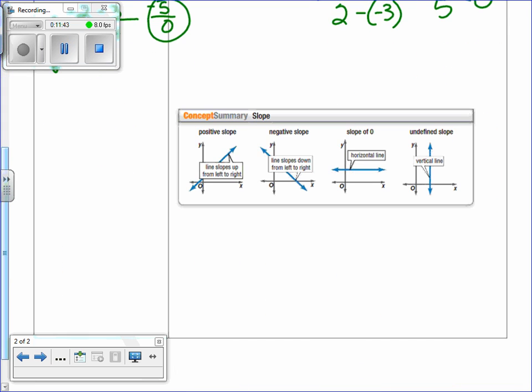So real quickly, in your notes here, there's just a positive slope, we talked about that. Negative slope, we've looked at that. A slope of 0, and then finally our undefined slope. These are 4 things that you need to become familiar with, as well as, and we'll practice this in class, how to determine the slope of a line.